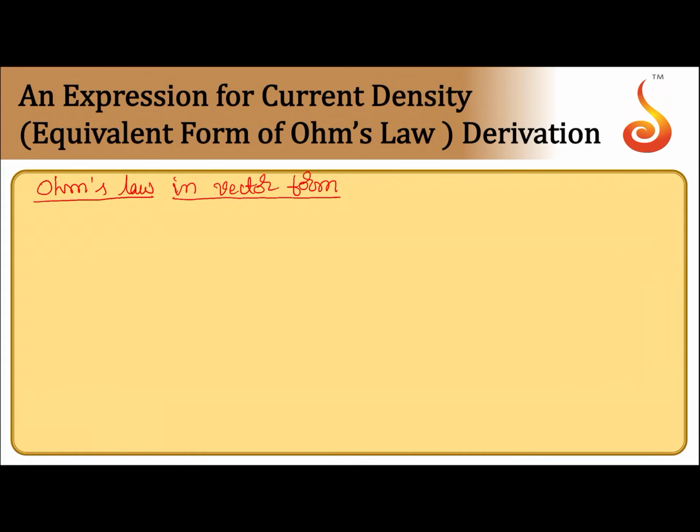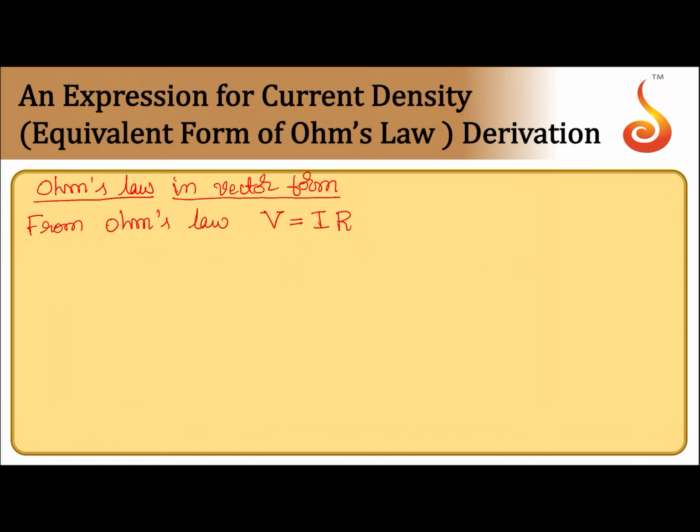So we know from Ohm's law, when temperature and other physical conditions are kept constant, the potential difference across the ends of a metallic conductor is equal to current times resistance, that is V is equal to I into R.